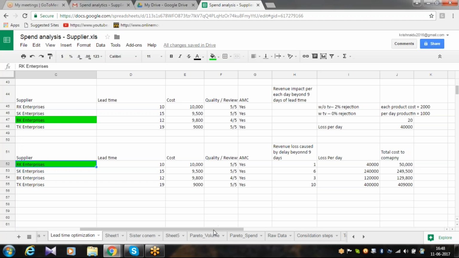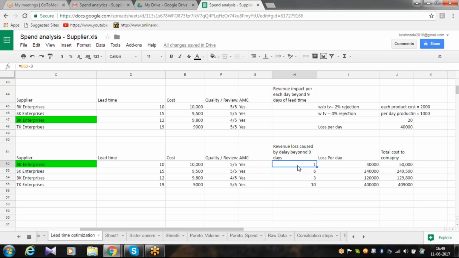Chris, can you explain this revenue loss caused by delay beyond 9 days? Suppose, what happens in industries? I have given an example of a simple case scenario. I will give one more scenario. You want raw material to be landed in your facility in 9 days because there is an order which has to be delivered to the customer. And the customer is not ready to entertain any delay. If any delay happens, the customer will cancel the order or put a very heavy penalty.